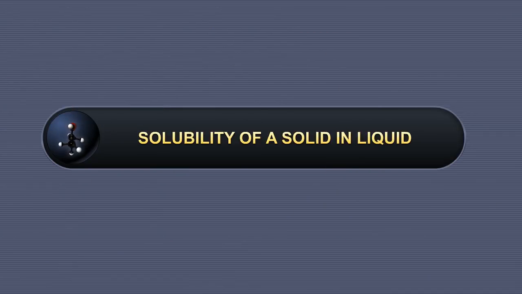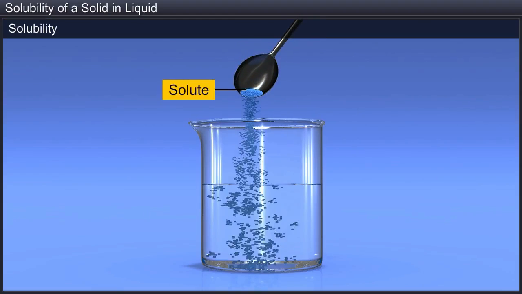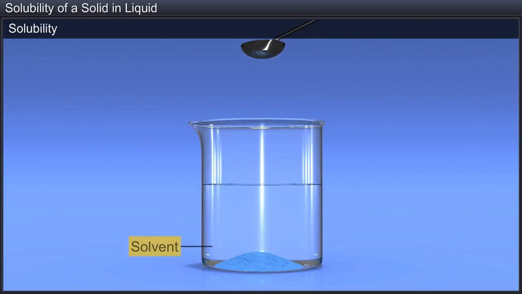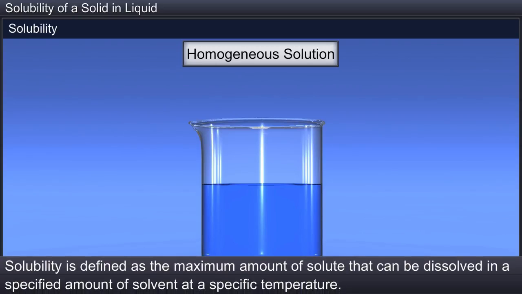In this module, you will be introduced to solubility. You will also learn about the solubility of solids in liquids. Solubility is the property of a solute to dissolve in a solvent to form a homogeneous solution. Solubility is defined as the maximum amount of solute that can be dissolved in a specified amount of solvent at a specific temperature.